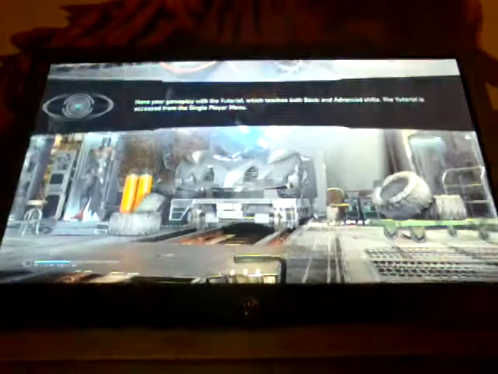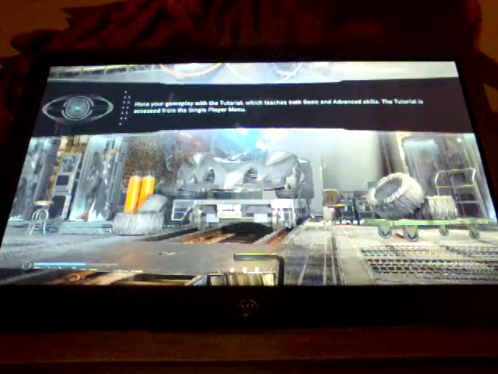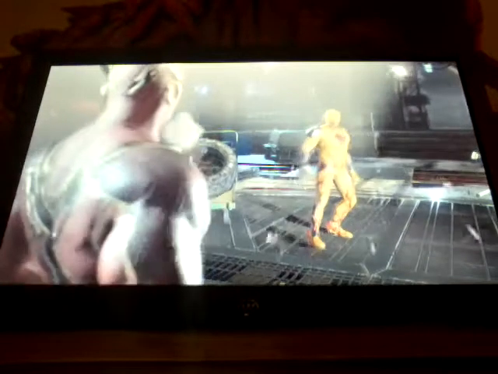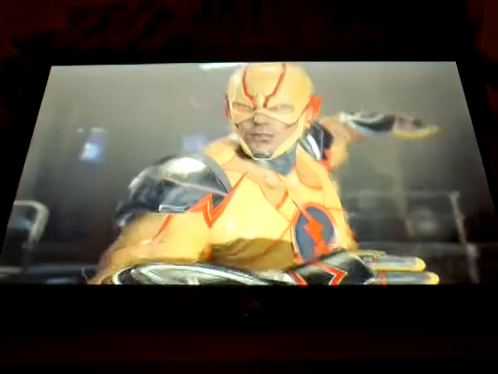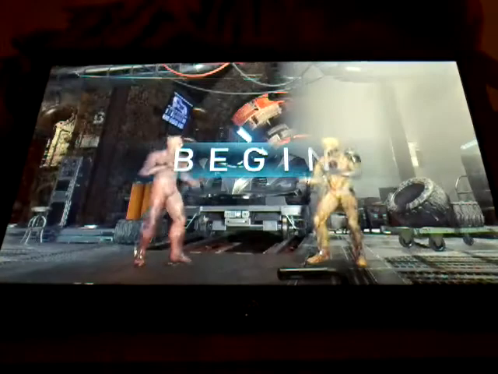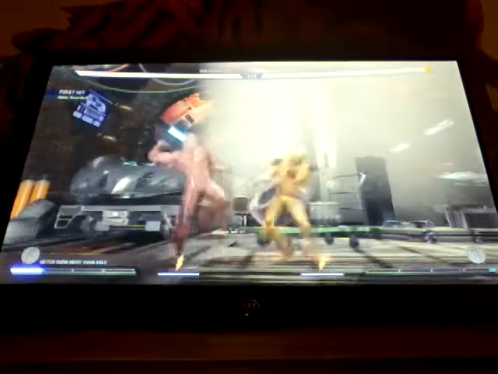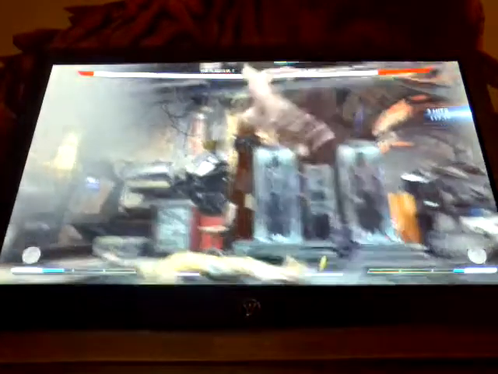The storyline. So if you don't know what Flashpoint is, it's basically where Barry Allen, aka The Flash, goes back in time to save his mother from ever being murdered, which creates an ultimate paradox, aka the Flashpoint Paradox.